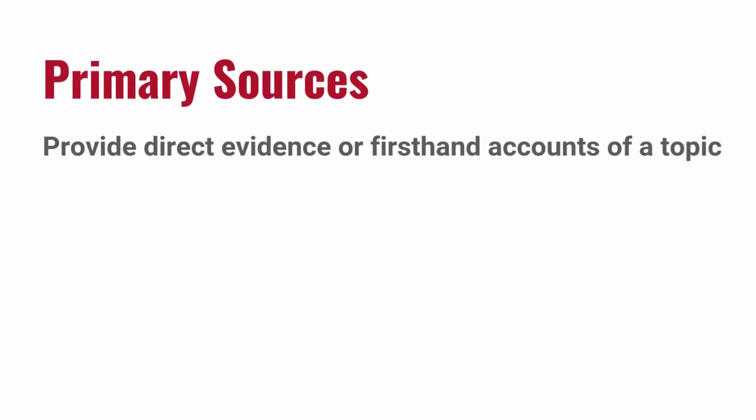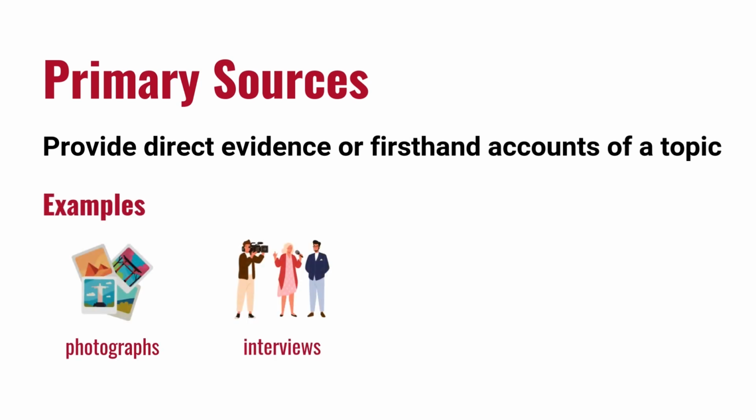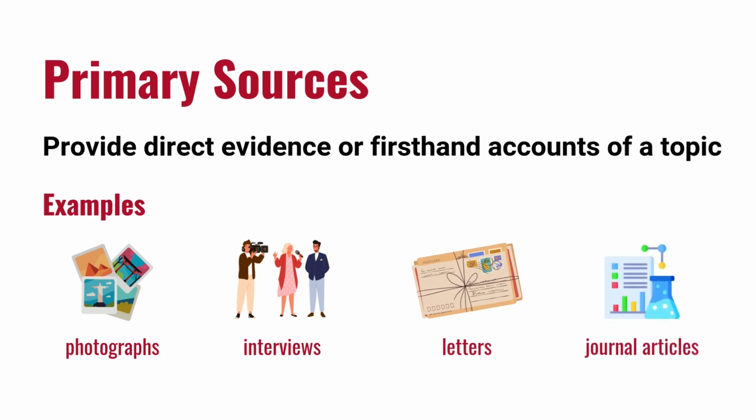These sources provide direct evidence or first-hand accounts of a topic. They offer information from the original source without changes or interpretations from others. Many types of materials can act as primary sources. For example, photographs, interviews, letters, or academic articles with original research data.